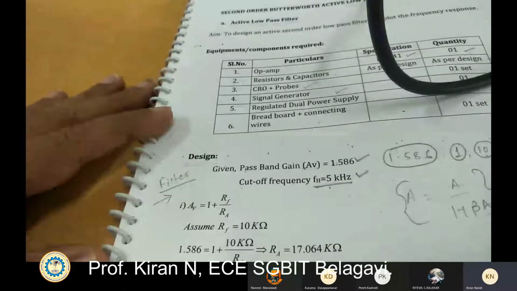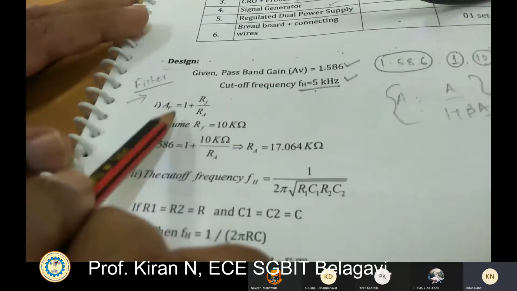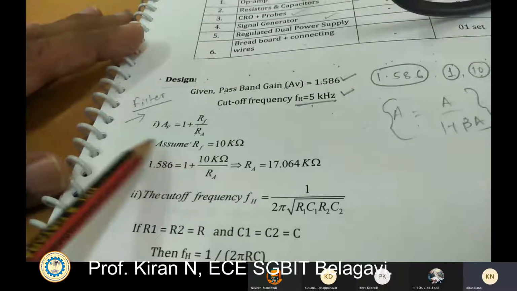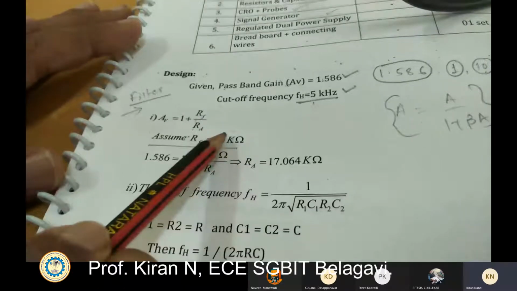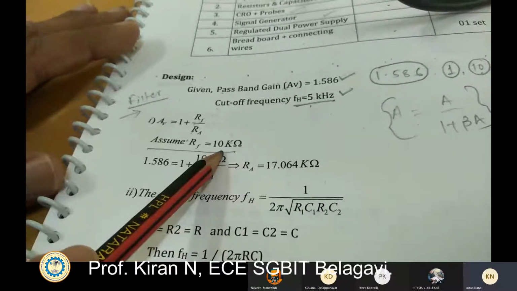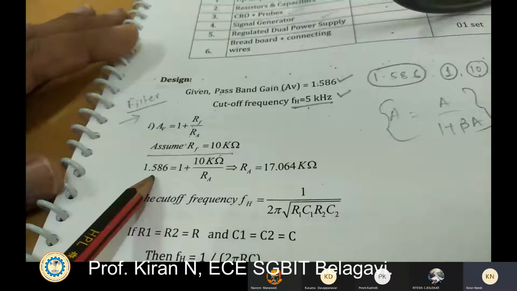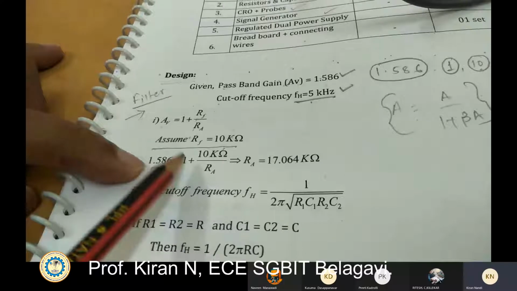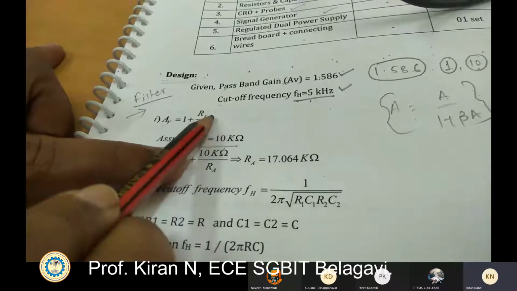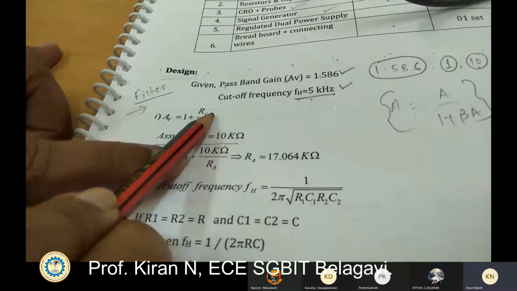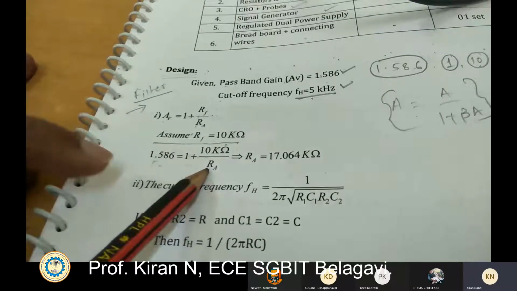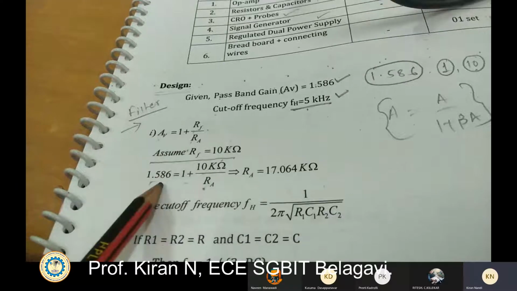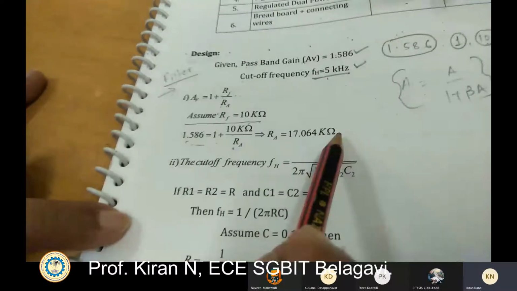Now you can see here, AV is equal to 1 plus RF upon RA. So assume the RF value is 10 kilo ohms. We know the value of gain, so substitute the value of gain here, that is 1.586 equals 1 plus 10 kilo ohms, which is already assumed here. And we have to find out the value of RA. So once we substitute all these values, we can find out the RA value.